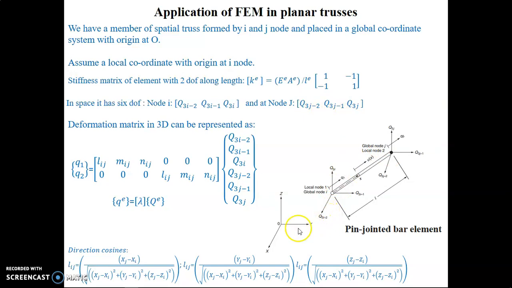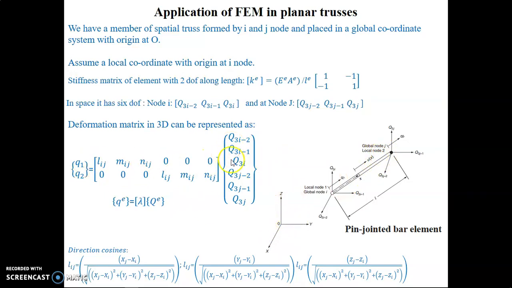So we obtain the deformation with respect to the global coordinate system as these values, and the deformation of this element with respect to the local coordinate system as q1 and q2. These two types of deformation can be related to each other by using the direction cosines. Here q1 and q2 are the deformations specific to the element in the local coordinate system, and these are the deformations of the ith and jth nodes in the global coordinate system.